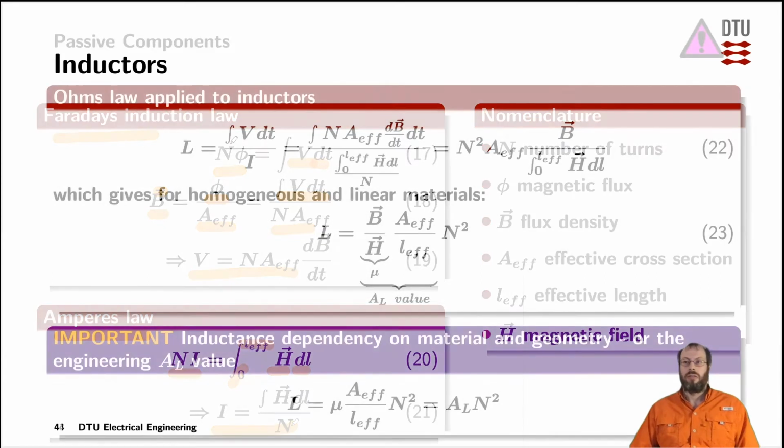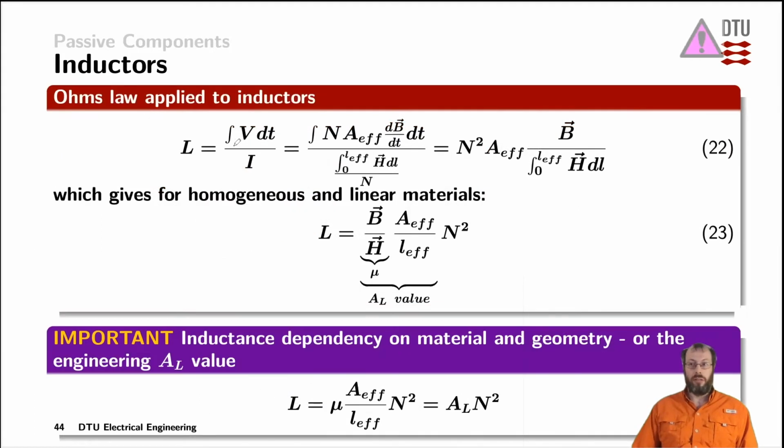Now, applying Ohm's law on the inductor, we have the integral of the voltage over time in the numerator, and we divide by the current, which we've just seen in the previous slides. Taking in the equations from the previous slide, so this is the equation for the voltage over an inductor that we derived from Faraday's law, and this one is the equation for the current in an inductor derived from Ampere's law, it can be simplified over here to N squared, which is the number of turns that we have.